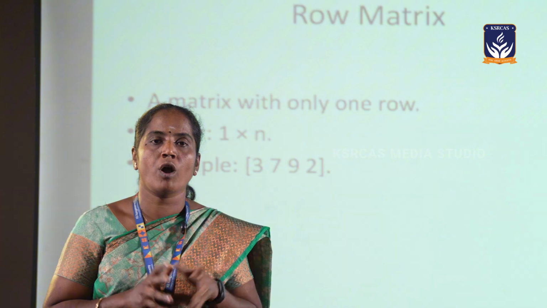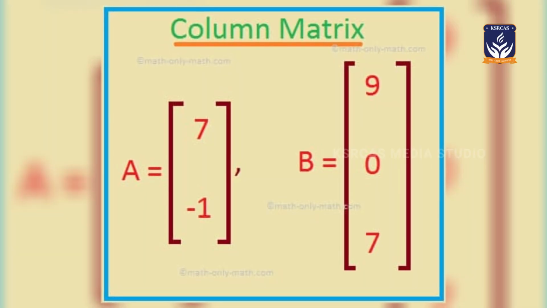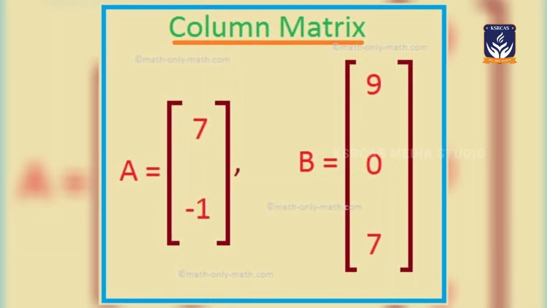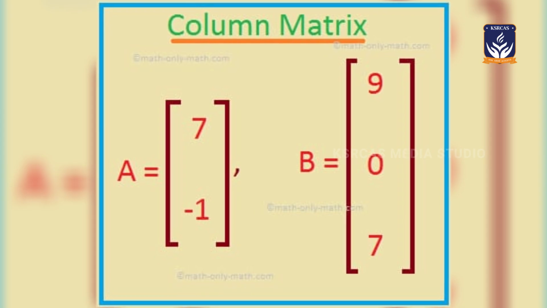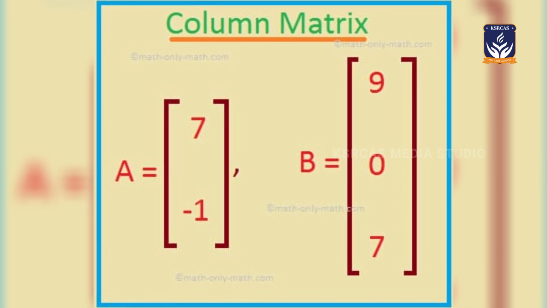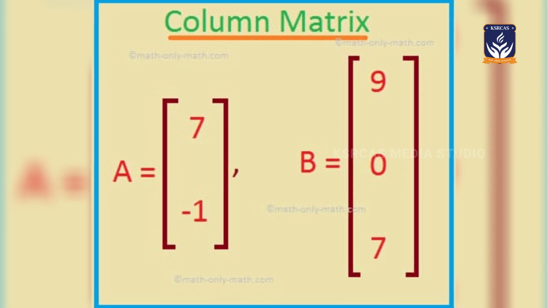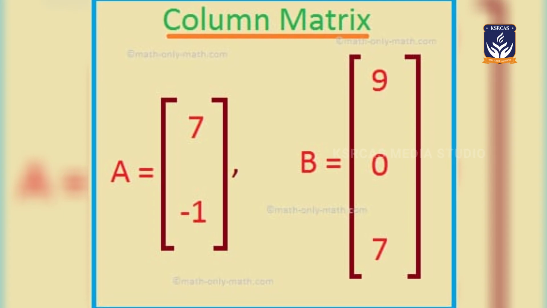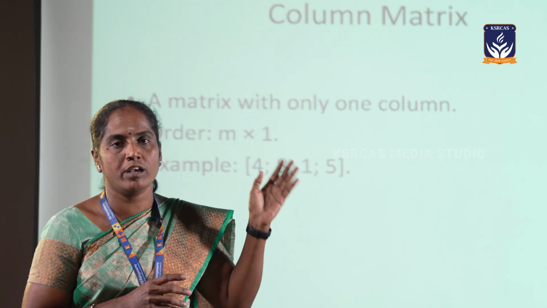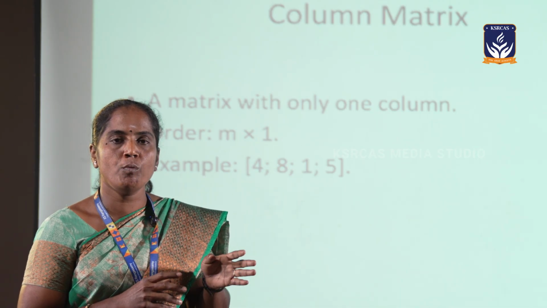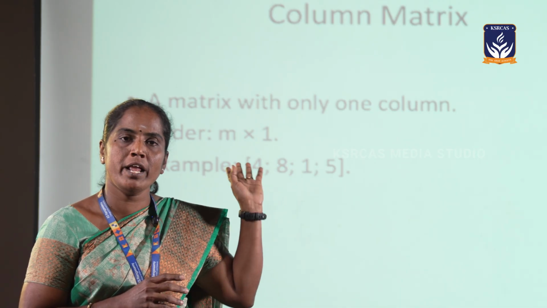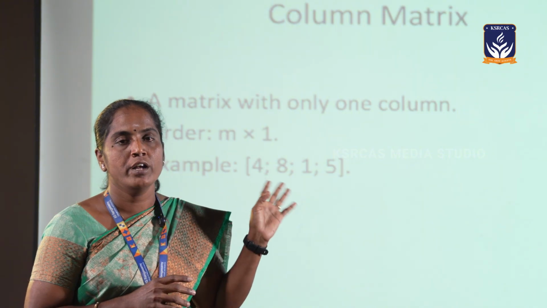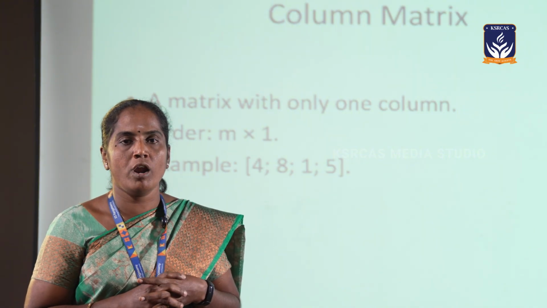Next we see the column matrix. What is meant by column matrix? Column matrix is nothing but a matrix that contains only one single column. Many rows, it is no problem. It contains only one single column. For example, the matrix A is equal to 1, 2, 3 written vertically. How many rows are there? 3 rows. How many columns are there? Only 1 column. This matrix is called a column matrix.